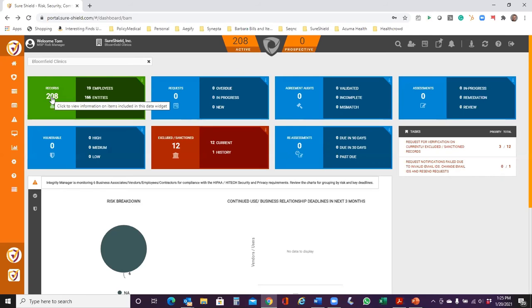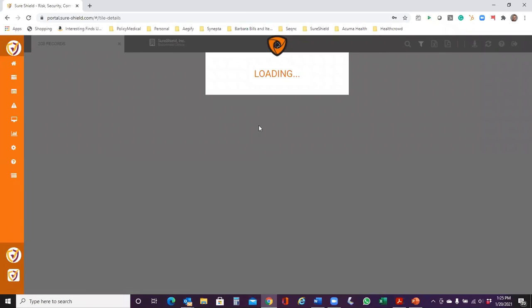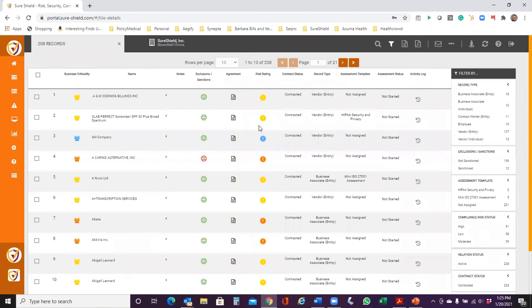So what it's telling me is I have these records. It's also telling me how those records are broken down. There's obviously 19 employees, there's 166 entities, there's 23 individuals. If I were to go into this, it would give me a breakdown of all of those different entities that are in this particular database. And it will give me some visuals on what the status is with those.